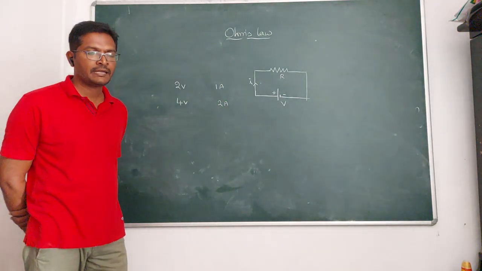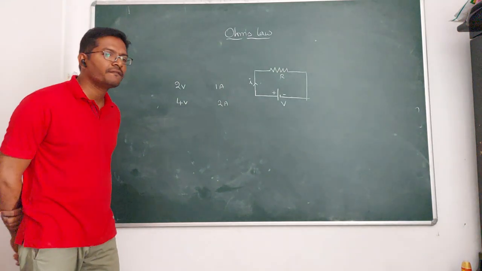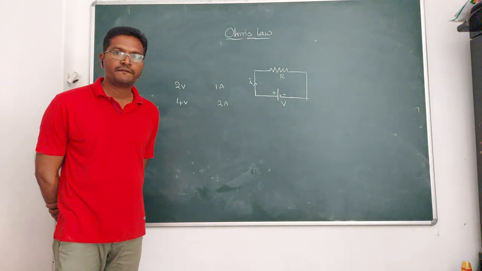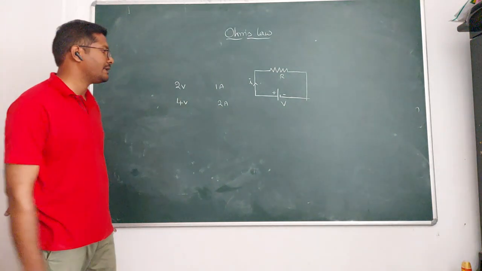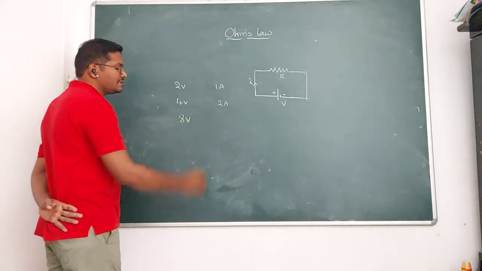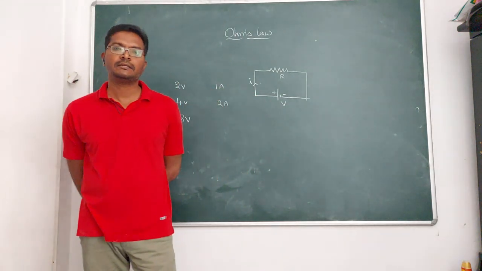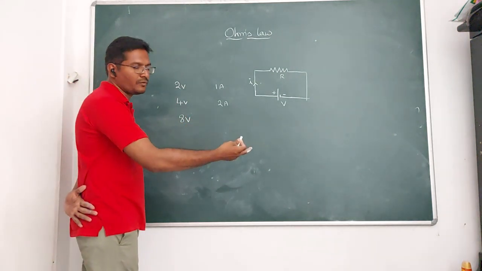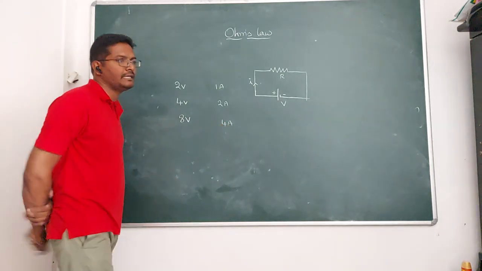How are you increasing the energy? By increasing the potential difference. Then more energy is available for the charges, and more charges will flow in a given time, that is, the current is also increased. Suppose I am increasing the potential difference to 8 volts, that means I am supplying more energy. By taking this much energy, more charges will flow. That means this current also increases proportionately.